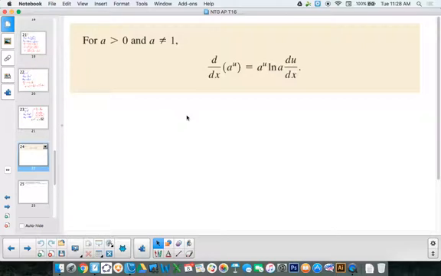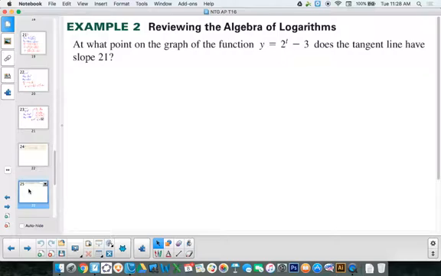We left off with finding the derivative of a to the u, which we saw was a to the u, natural log of a, and then the derivative of whatever u is, which is a lot like e to the x, except you've got the conversion for a different base. So we'll look at the next one.